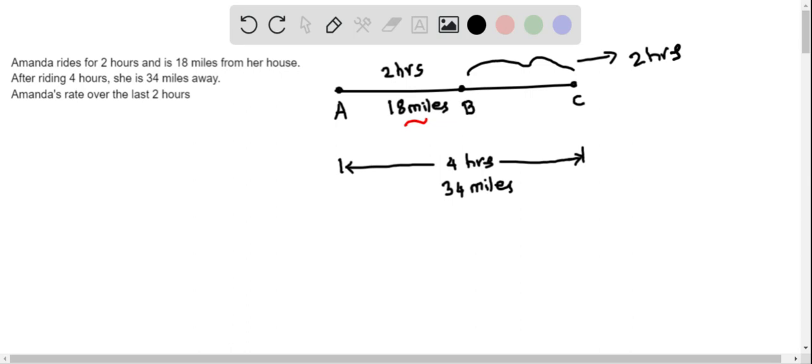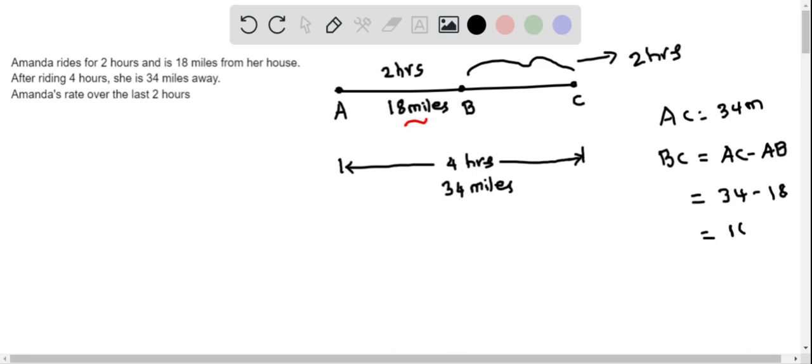Since the total distance, that is AC, equals 34 miles, we can determine BC. BC equals AC minus AB. So this gives BC equals 34 minus 18, therefore this gives 16 miles. So we know that in the last 2 hours she traveled about 16 miles.